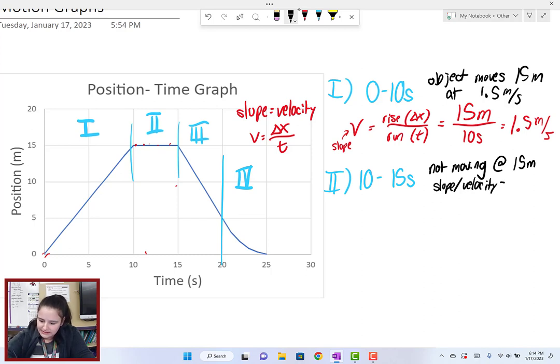And that makes sense. If you look at that graph, the slope of it is zero. It's flat, so the car's not moving.